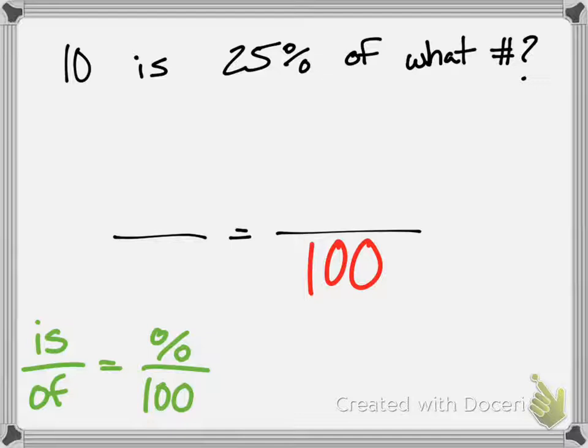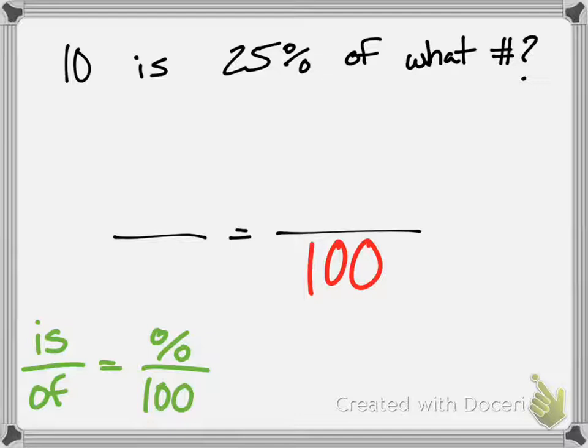Now you see why I broke this problem down. Now you see why I wrote the is over of equals percent over 100. We need to be able to break this problem up even more, and we need to figure out what goes where. So the first thing is we have to identify each part of our answer. So let's identify what our is, of, and percent are.